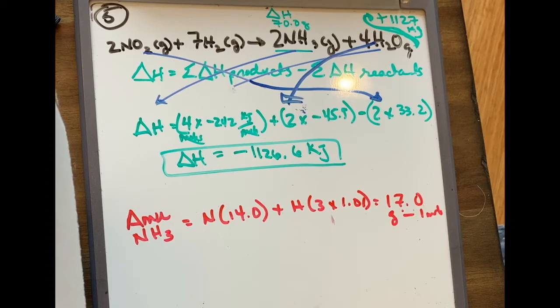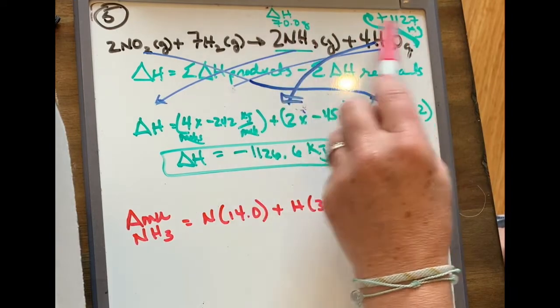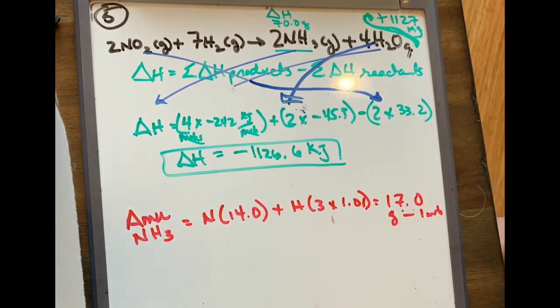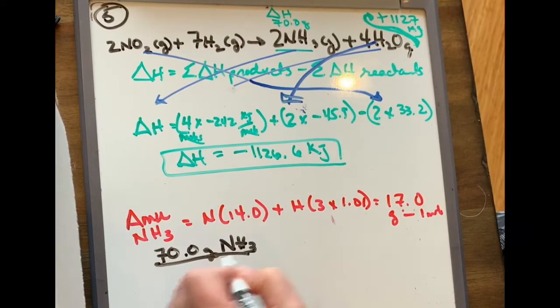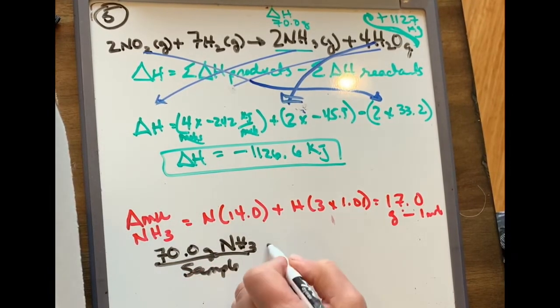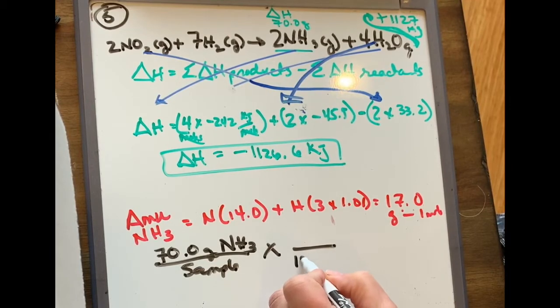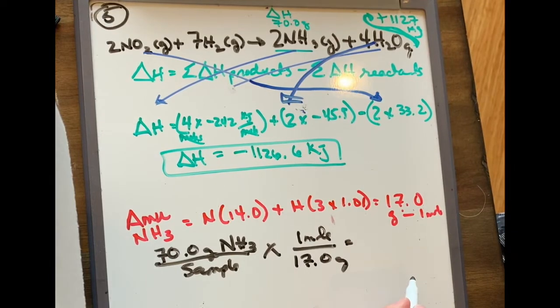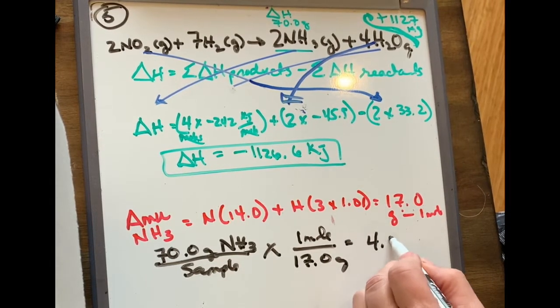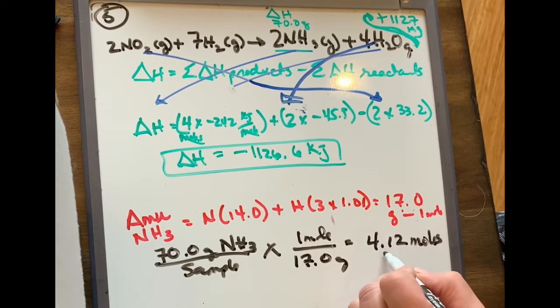All right, so then obviously we have to do our AMU because we have to convert from 70 grams into moles in order to make this comparison. I find out that for NH3, there's 17 grams in 1 mole. So now I can convert my 70 grams. So 70.0 grams of NH3, that's in our sample, and we have 17.0 grams in 1 mole. And when we divide that out, we actually get 4.12 moles of NH3.